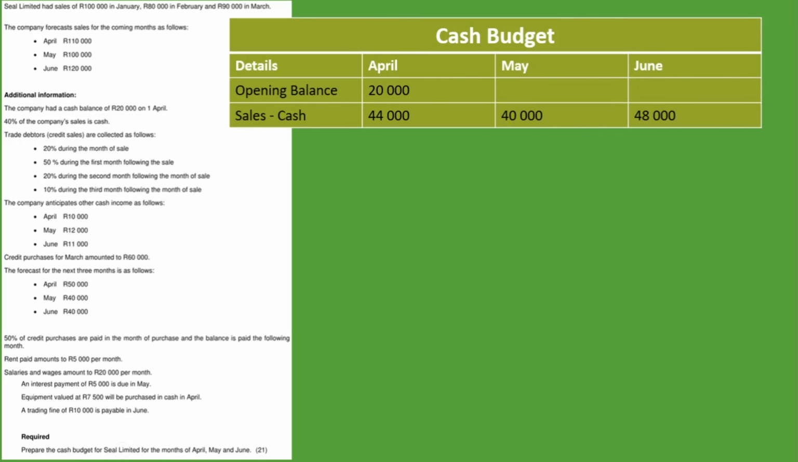So if you can see down here, we're told that the trade debtors or credit sales are collected as follows. So now this is the 60%. How is it collected? We're told that 20% during the month of sales, 50% during the first month following the sale, 20% during the second month following the month of sale, and 10% during the third month following the month of sale. Now, I hope you can see from this that we have to do what is called the debtors collection schedule, or the credit collections.